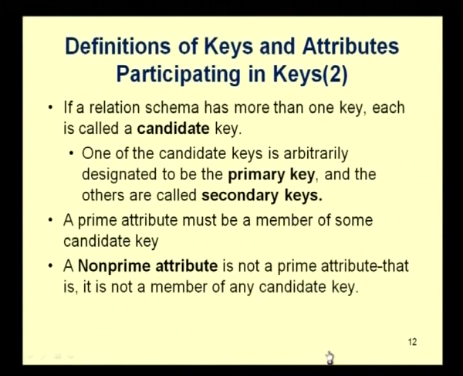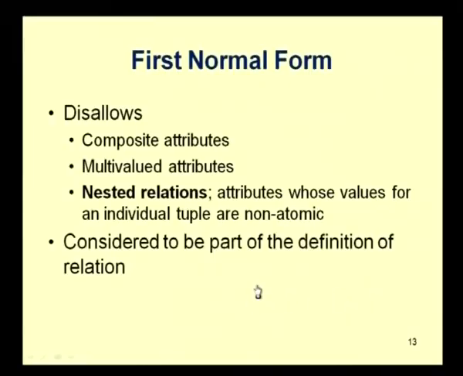So, now what are the terms we have seen? We have seen the term super key, we have seen the term key, we have seen the term candidate key, and after candidate keys, one is chosen as the primary key, and the other candidate keys are the secondary keys. And we have seen what a prime attribute is. Any attribute that belongs to a candidate key is called a prime attribute, and one which does not belong to any candidate key is called a non-prime attribute. Now, let us look at the first normal form.